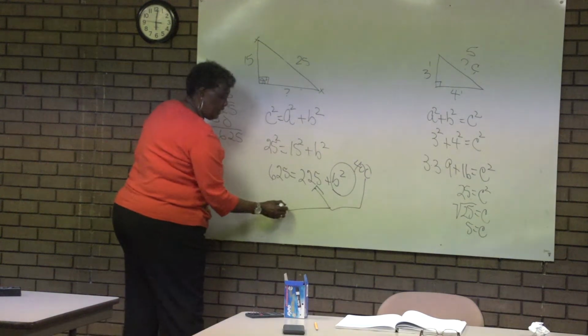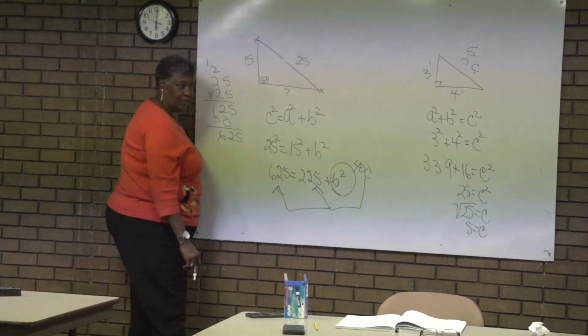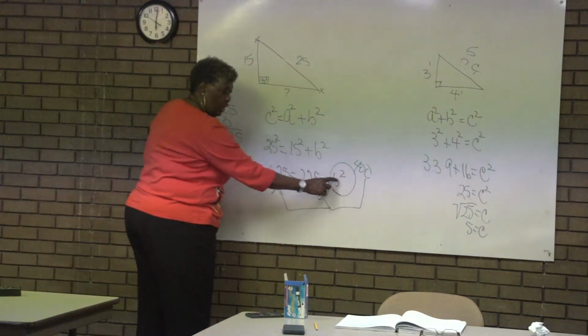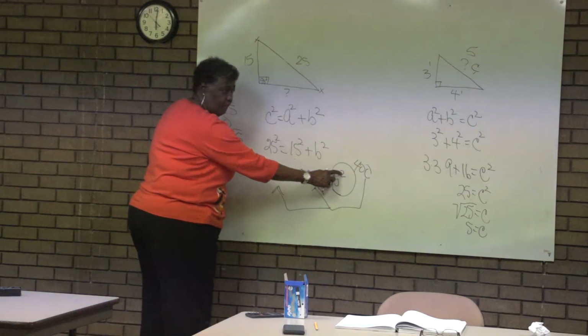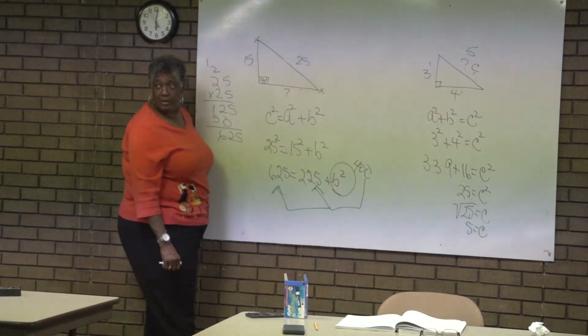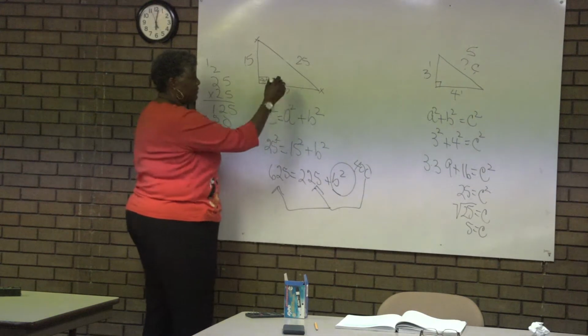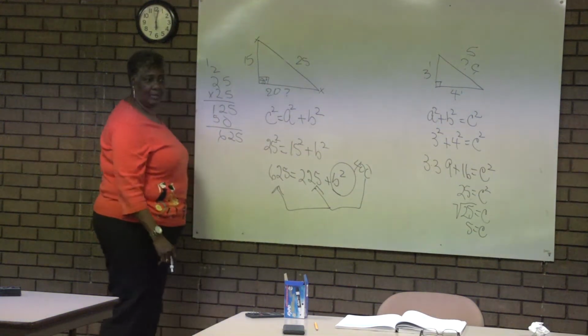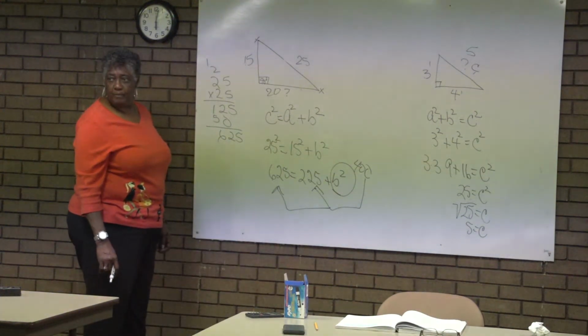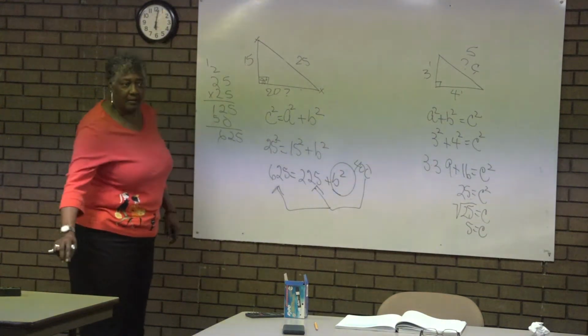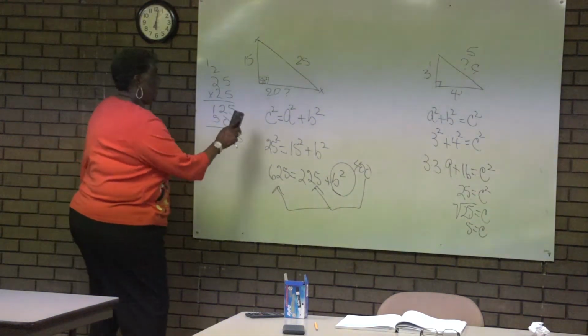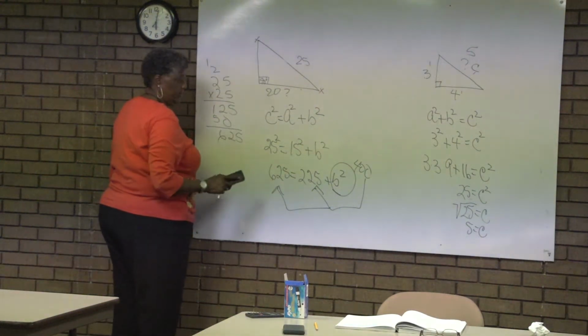225 and get 625. So all I need to know is what number times itself is going to give me that 400. And it's 20. So that's how I can find out that 20. You can find out any of them. They could have given me the 20 and not the 15.